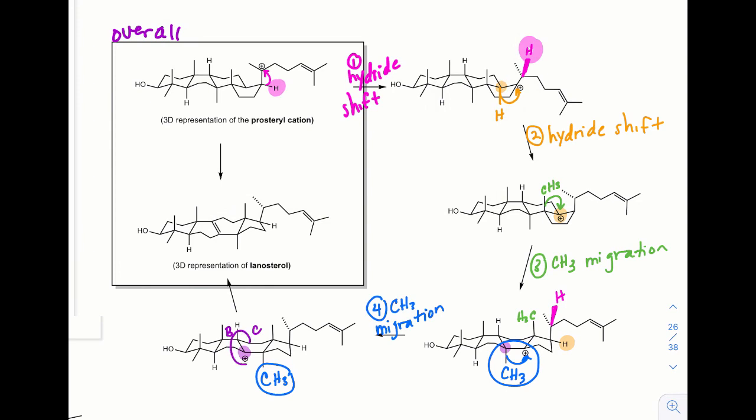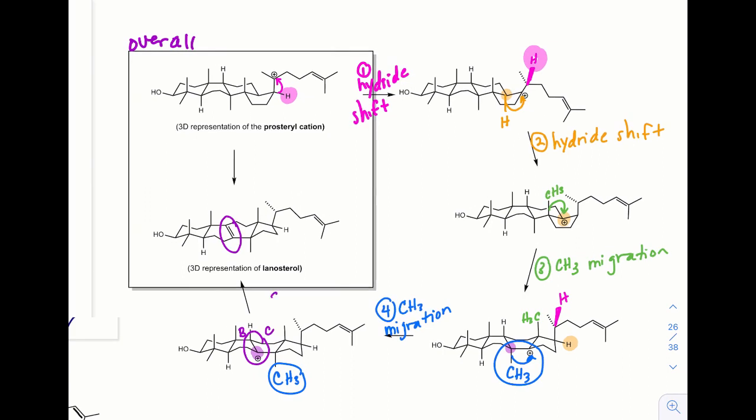So now all that's left is to install the alkene. This time, a basic side chain or water in the enzyme pocket is going to deprotonate. The electrons in that carbon-hydrogen bond form a double bond between that carbon and the carbocation carbon, forming the double bond in lanosterol. So not so bad.